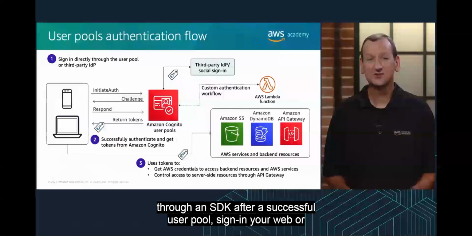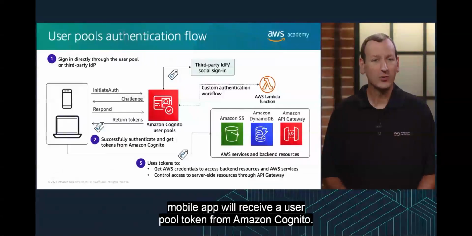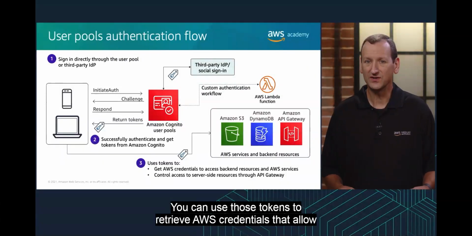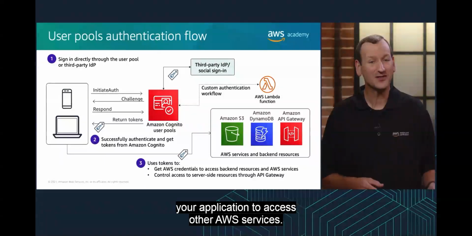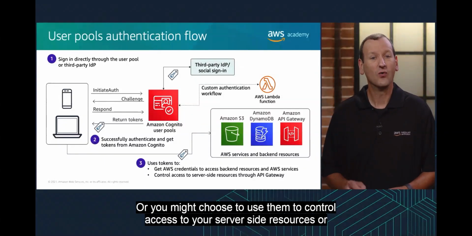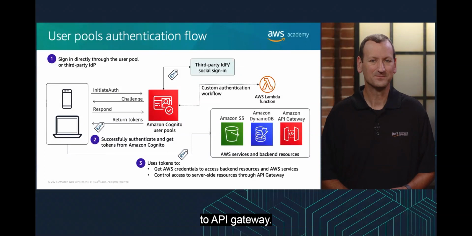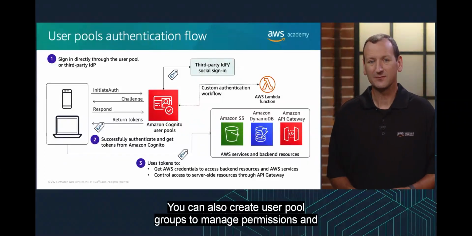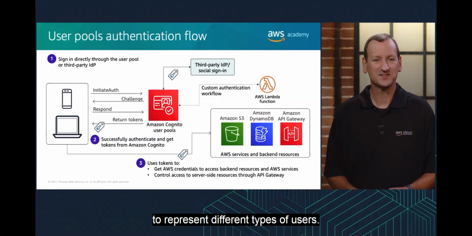After a successful user pool sign-in, your web or mobile app will receive a user pool token from Amazon Cognito. You can use those tokens to retrieve AWS credentials that allow your application to access other AWS services. Or you might choose to use them to control access to your server-side resources or to an API gateway. You can also create user pool groups to manage permissions and to represent different types of users.